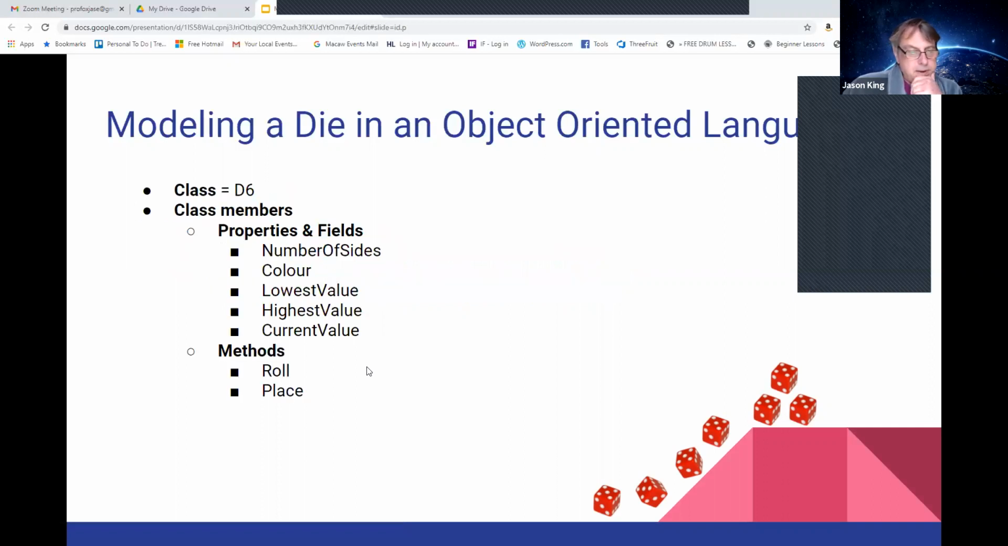So let's go back here and have a look at it. Our class name, I'm going to call it a D6. It has properties and fields of the number of sides. It's got a color. We already know it's got a low value. We've got a range, 1 to 6, presumably lowest value, highest value, and a current value. The dice has always got a current value unless you somehow suspend it in an indeterminate state.